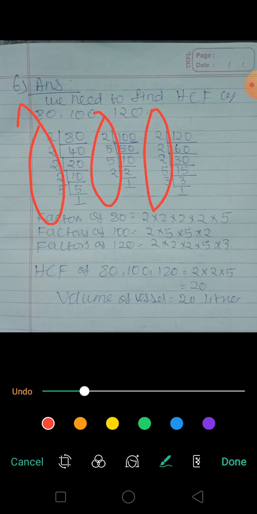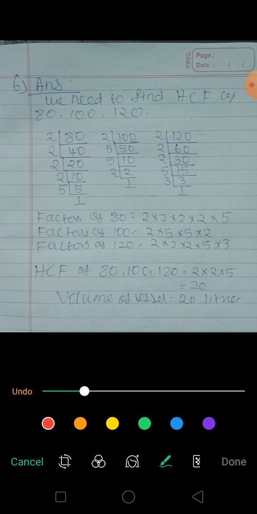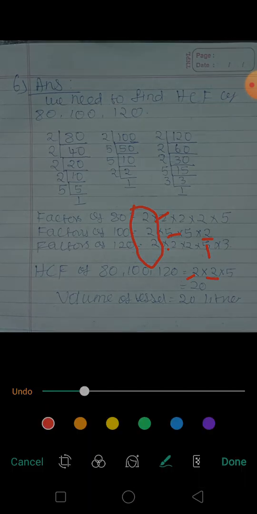Okay. So after writing down, what does it mean by common factor? Common term between the three. So 2 2 2, 1 2 common. So I just write 1 2 here, and then again here 1 2, here another 2, here another 2. So again 1 2 common, so I just write 2, and then here 5, here 1 5, here 1 5, and 5 right. 3 is here only, so there is no 3. So 2 into 2 into 5, which means 2 into 2, 2 2s are 4, 4 5s are 20. So the volume of the vessel is 20 liters. That's it.